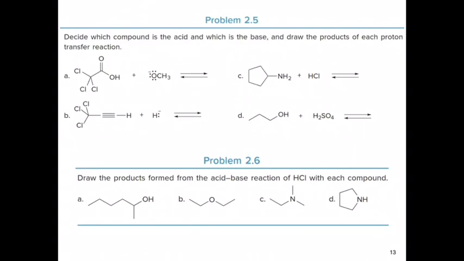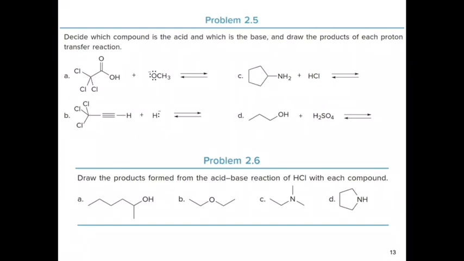And here's practice problems number 5 and 6. Decide which compound is the acid and which is the base and draw the products of each proton transfer reaction. So another term for acid-base reaction is proton transfer reaction because of the fact that you're transferring a proton, a hydrogen ion, from one reactant to another.